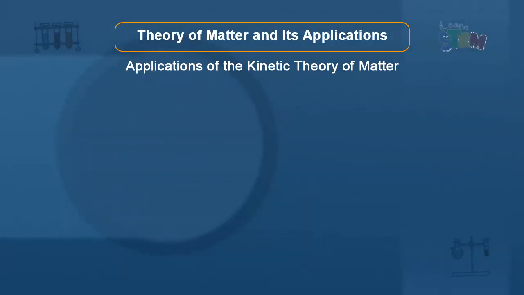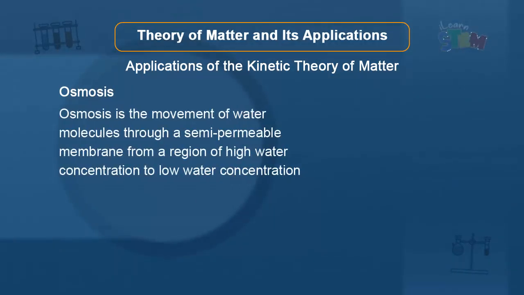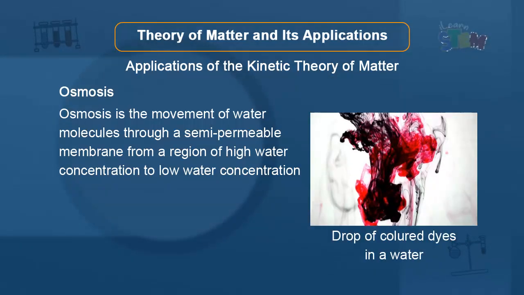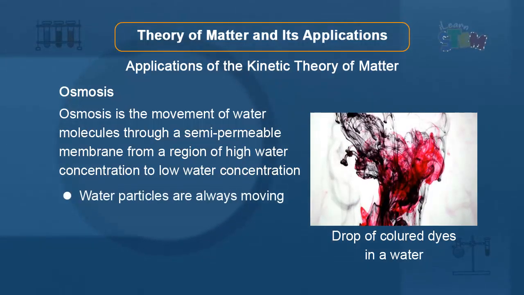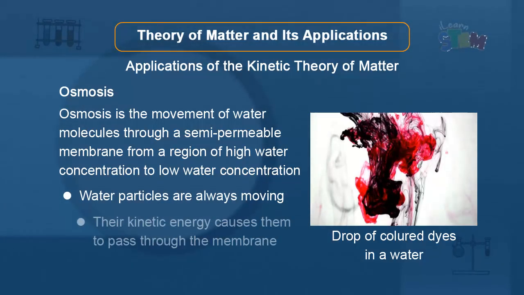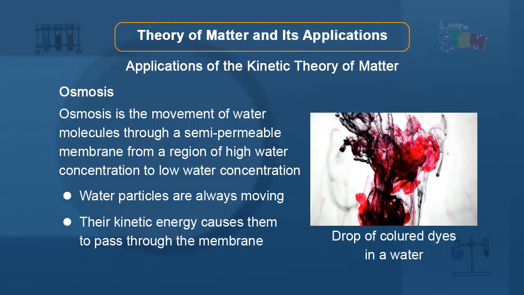Finally, the kinetic theory explains osmosis. Osmosis is the movement of water molecules through a semi-permeable membrane from a region of high water concentration to a region of low water concentration. An example of osmosis is dropping of colored dyes in water. Water molecules are always moving, and their kinetic energy allows them to pass through the membrane.